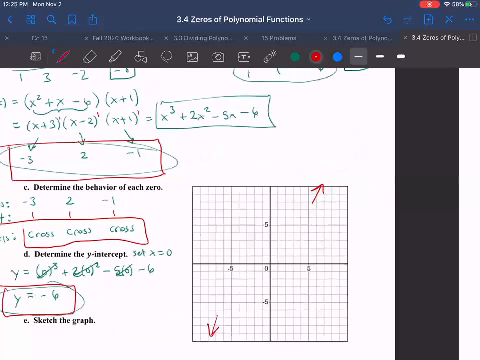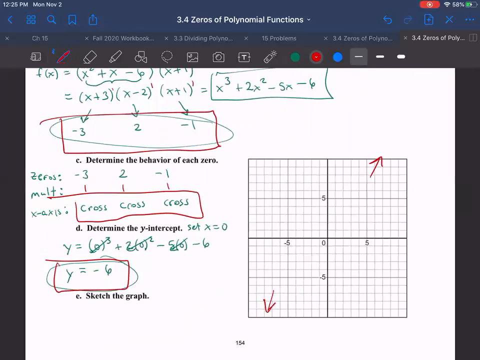Next thing I want to do is put in all of my x-intercepts, which is my zeros. All right, I'm going to zoom in here a little. My x-intercepts are -3. All right, that's this one. At 2, that's that one. And at -1, which is right there. So there are my 3 x-intercepts. And then I want to look at my y-intercept, which is down here, which is -6. So I can put a dot there.